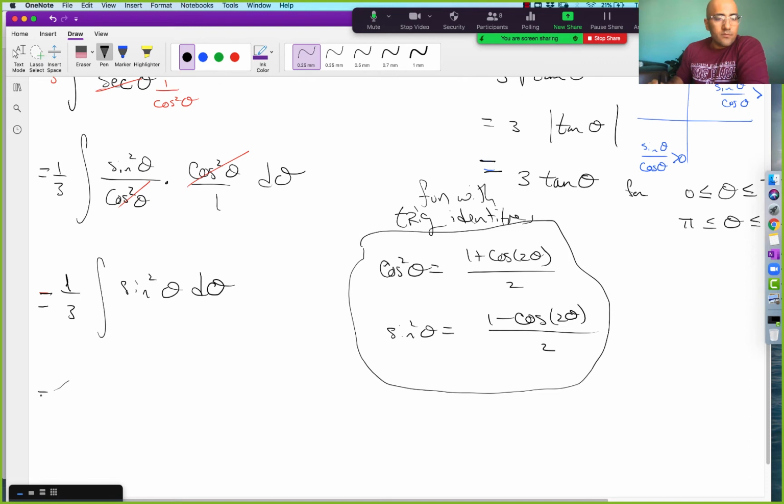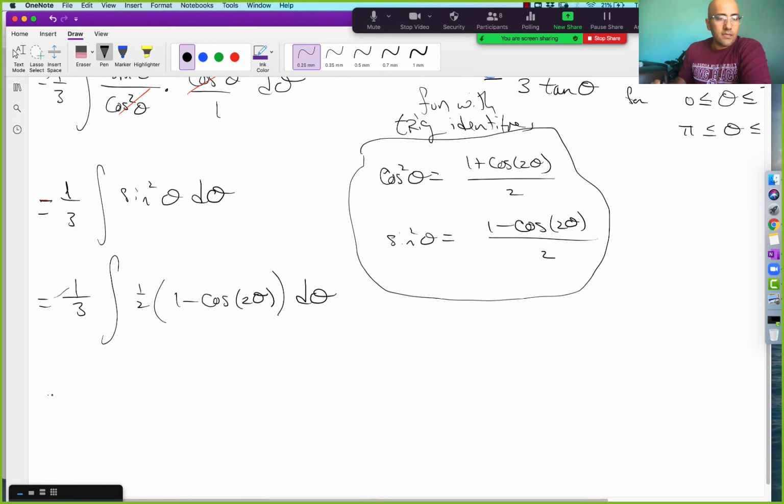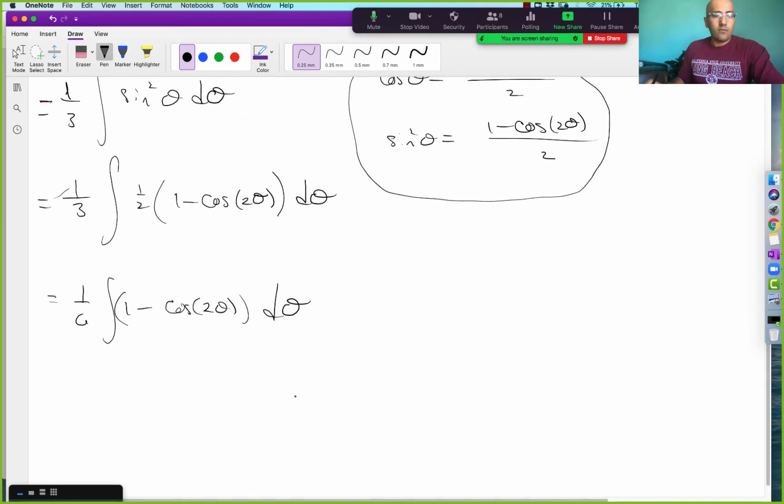So this becomes 1/3 integral of, and then we have the 1/2, I'm just going to write it this way, 1 minus cosine 2 theta d theta. Pulling out the 1/2, I'll end up with 1/6 integral of 1 minus cosine 2 theta d theta.